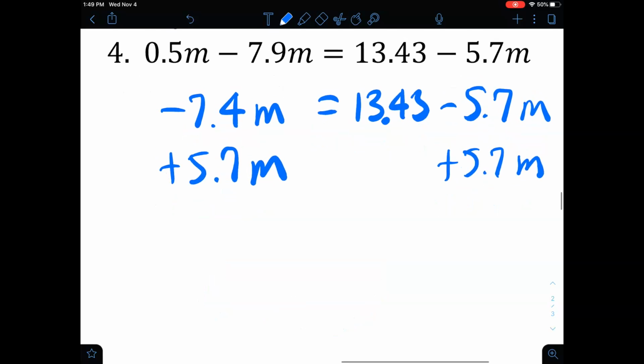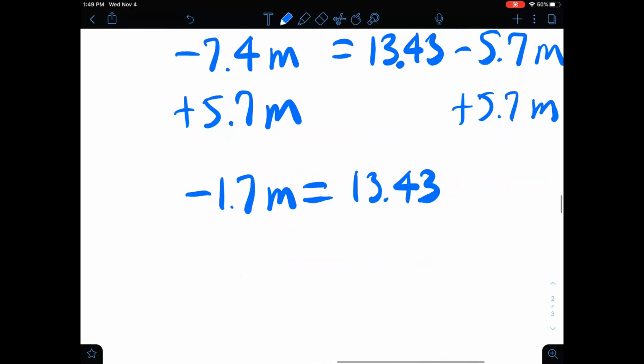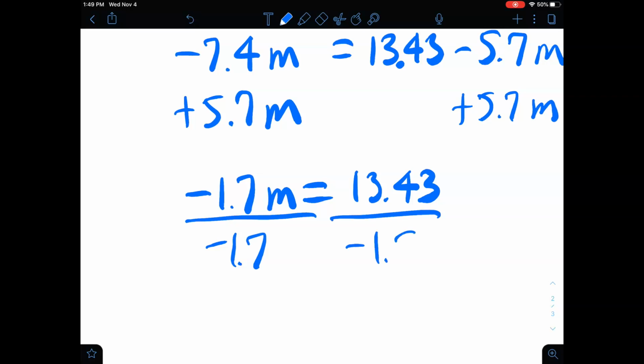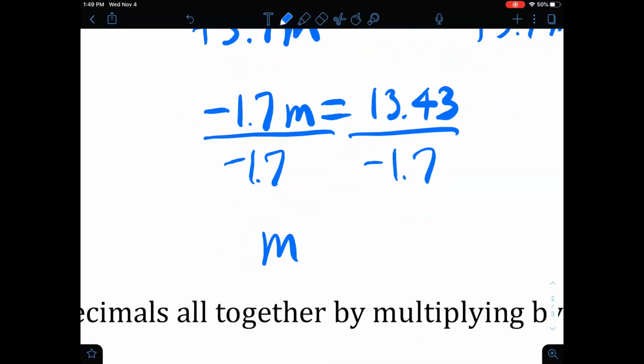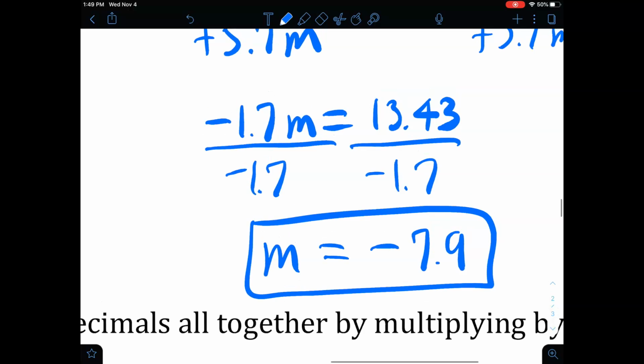So when we add that, we're going to get negative 1.7m equals 13.43. Last step to solve for m, we're multiplying by negative 1.7, so we're going to divide by negative 1.7. So m is going to be equal to, we're going to come up to a nice number, negative 7.9. I guess not a whole number, but it comes out to a decimal that terminates nicely at the 10th spot.